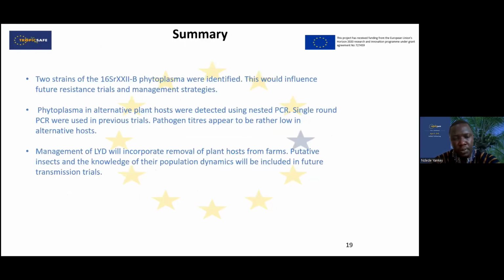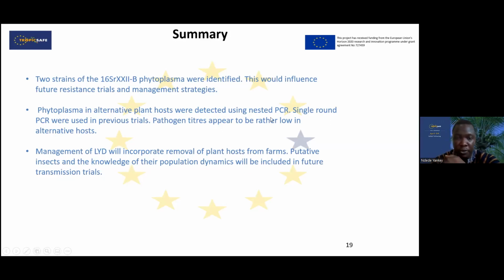Okay, so in summary, we have identified 2 strains of the group 22 phytoplasma in Ghana. One is specific to the one associated with the disease in the Volta region, and the other to the central and western region. And this finding is very important, and it will influence how we conduct future resistance trials and the management of the disease. We're also able to detect the phytoplasma in alternative host plants.